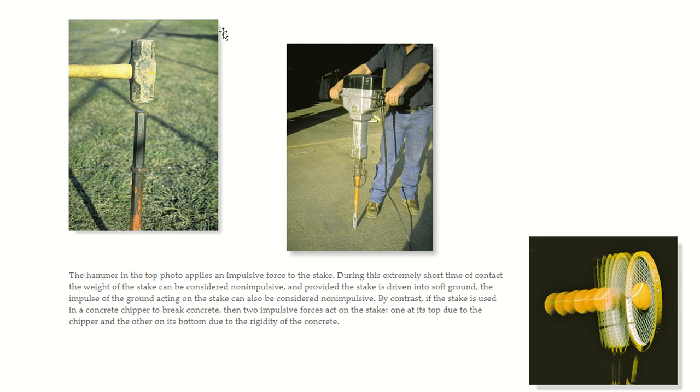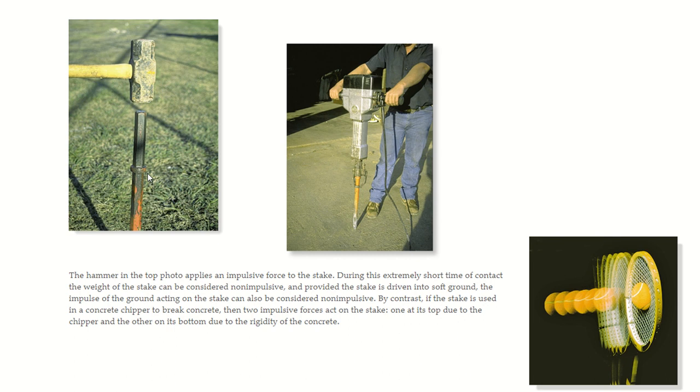Okay, several examples right here. The very first one is the hammer in the top photo. This guy, of course, applies the impulsive force to the stake because you're hammering it down, bang, bang, bang, in a very small unit of time. So the contact, the weight of that stake can be considered non-impulsive because that stake is driven into the soft ground.